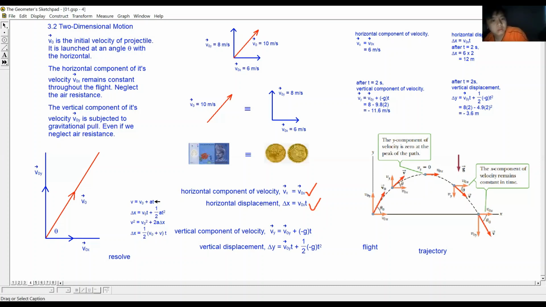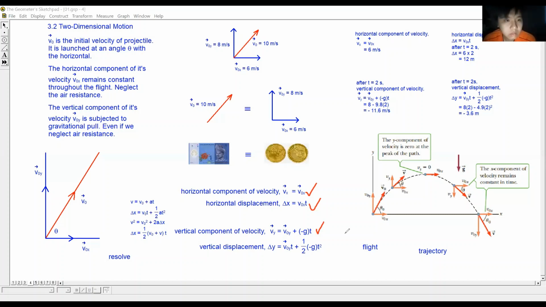When this is translated into the vertical component of the velocity, the instantaneous vertical component is the initial vertical component plus negative gt. The acceleration is negative g, so negative g times t. So here we have an equation for the vertical component of the velocity.